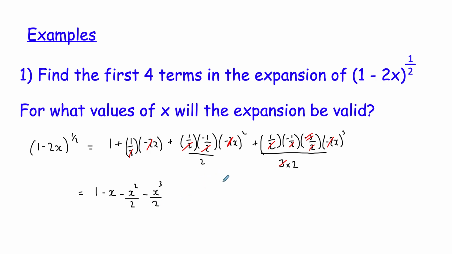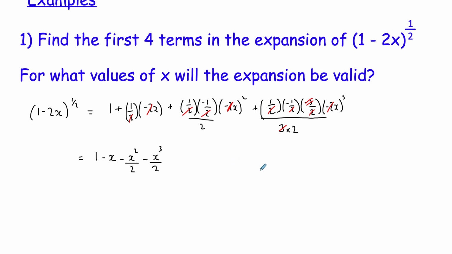So it's valid when 2x is between minus 1 and 1. So when x is between minus a half... Sorry, I shouldn't have put the or equal to. It was just a slip. Between minus a half and a half. So the expansion is valid.